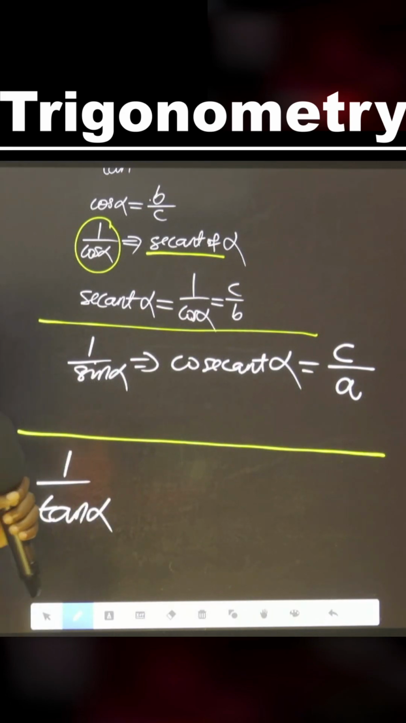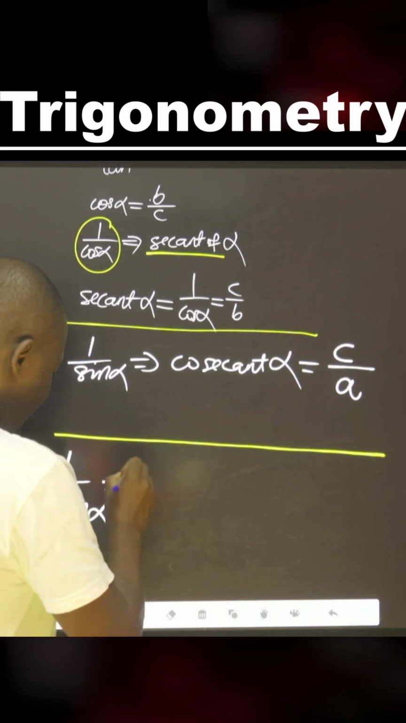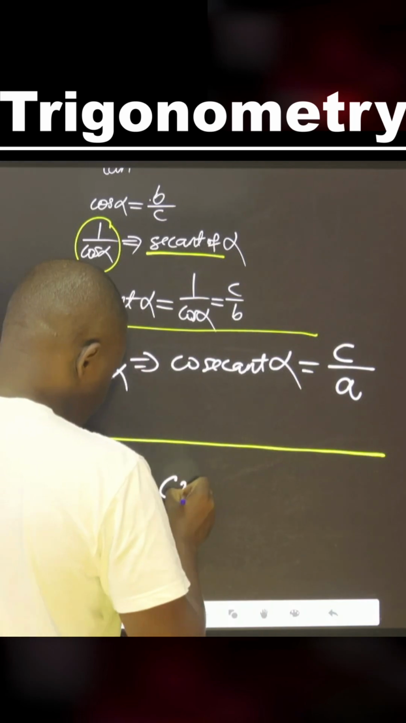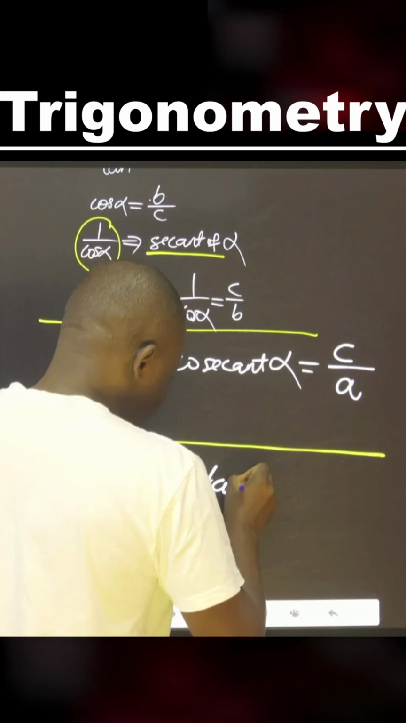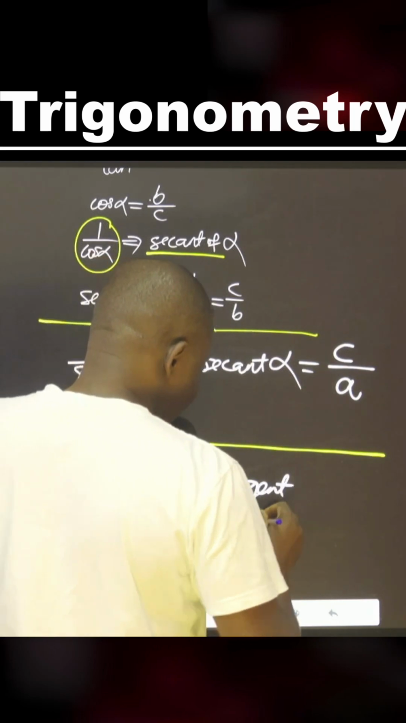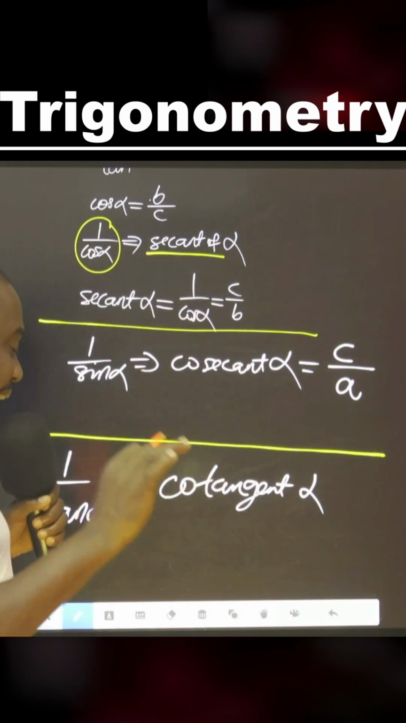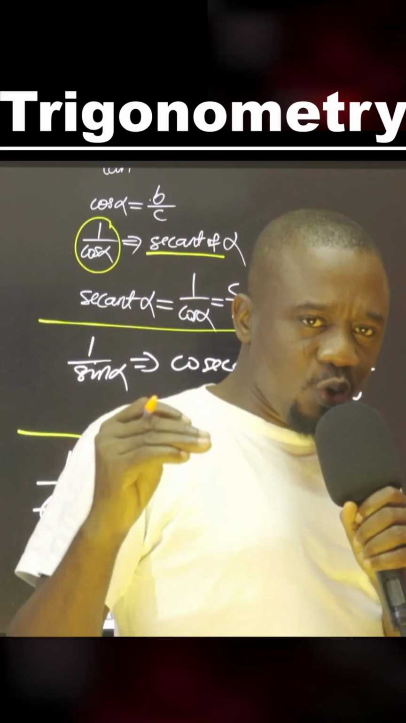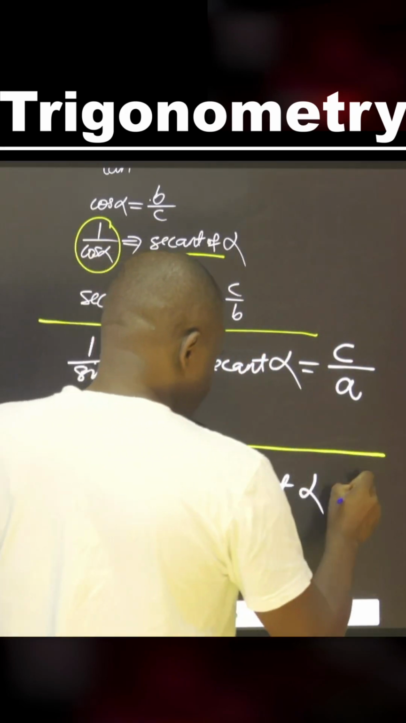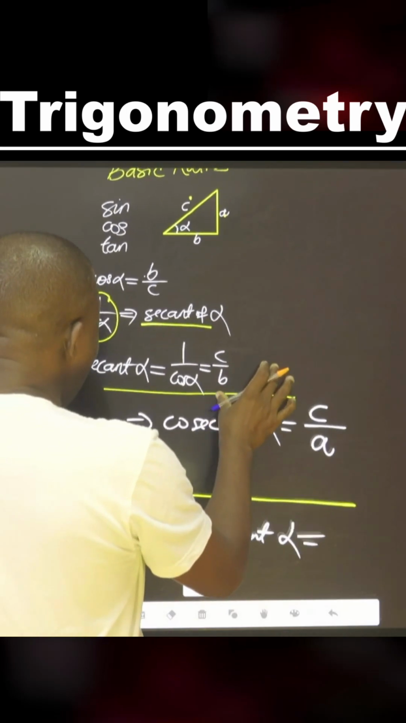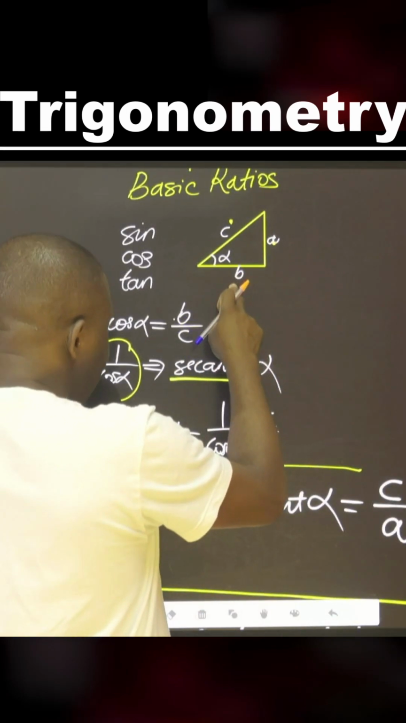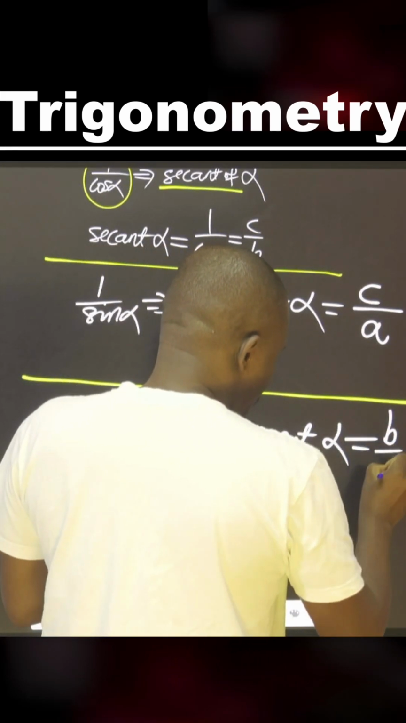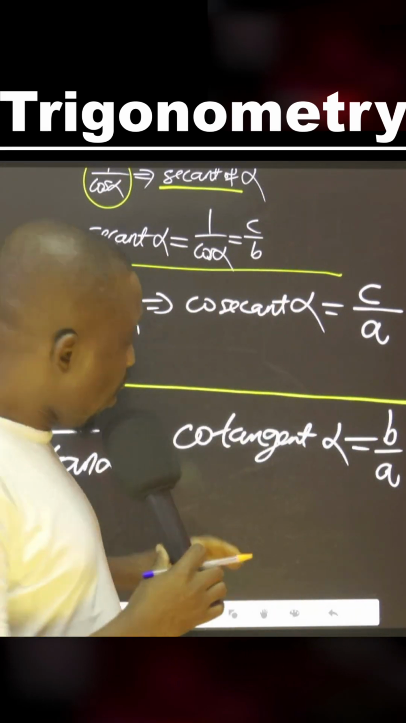You will agree that if all of them have names, we cannot throw away tan. The reciprocal of tan is called what? Cotangent. Cotangent alpha is equal to, instead of opposite over adjacent, adjacent over opposite. And here, the adjacent is B, while the opposite is A. That is B over A. Hope you understand this.